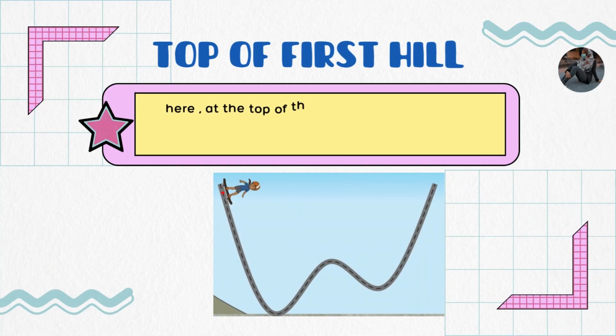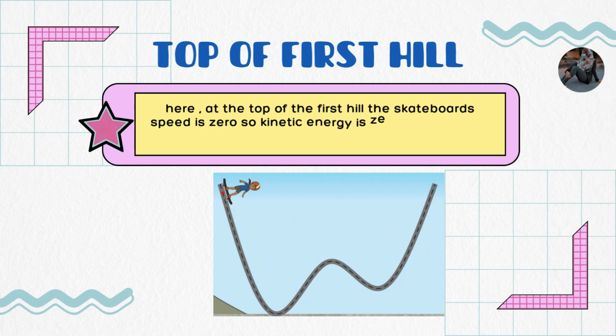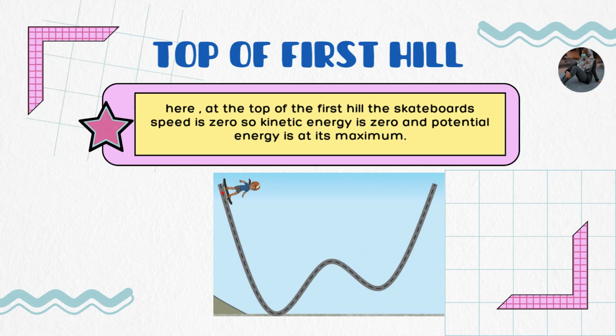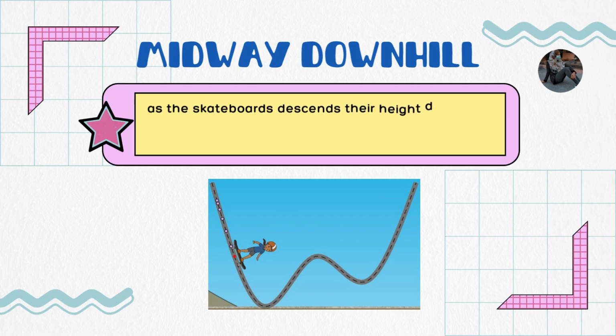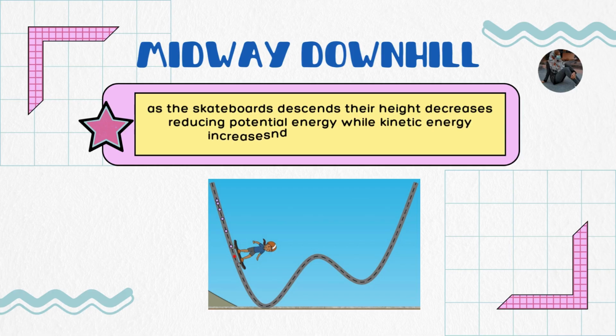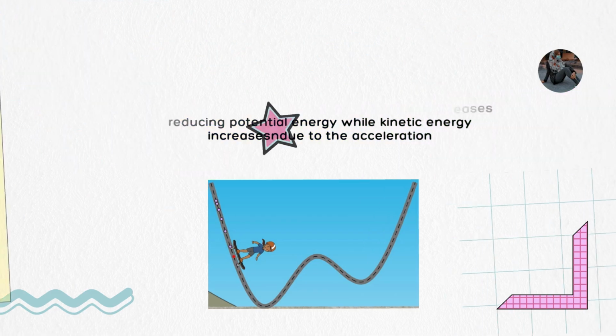This is an example for energy. The first one is the top of the first hill. Here, the skateboarder's speed is 0, so kinetic energy is 0, and potential energy is at its maximum. The second one is midway downhill. As the skateboarder descends, height decreases, reducing potential energy, while kinetic energy increases due to acceleration.